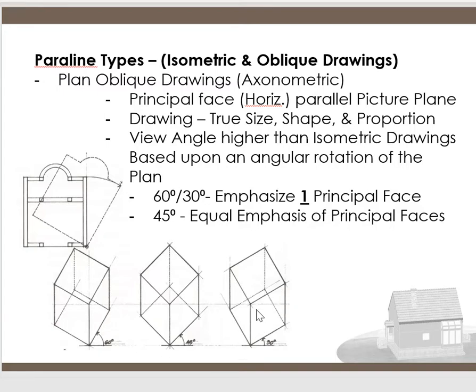So if we want to show this face more and that less, we would tilt it this way. If we want to show this face and this face equal, we would tilt it perfectly equal, 45 degrees. But if we want to tilt the drawing so that this face shows more, we tilt it more that way. So it emphasizes one principal face when you do the 60-30 angle. But the 45, you emphasize both equal. Depends on what you're looking for.